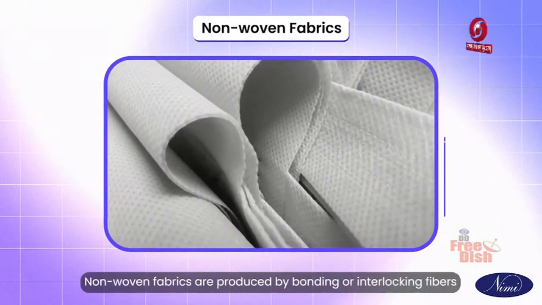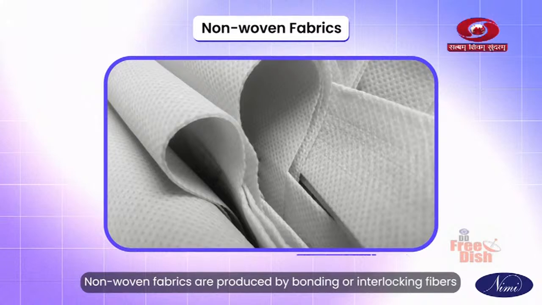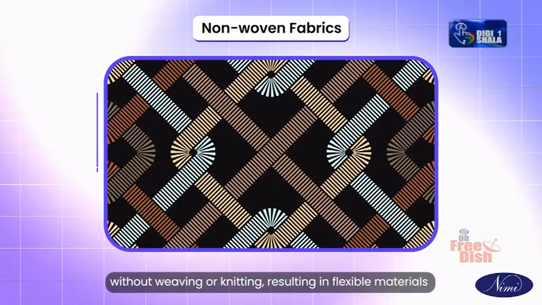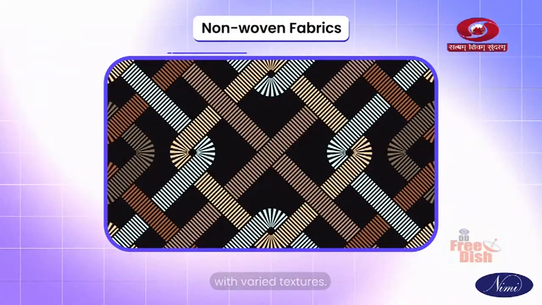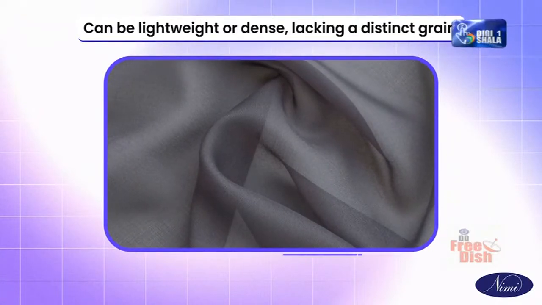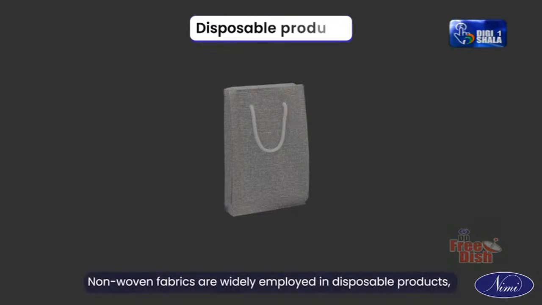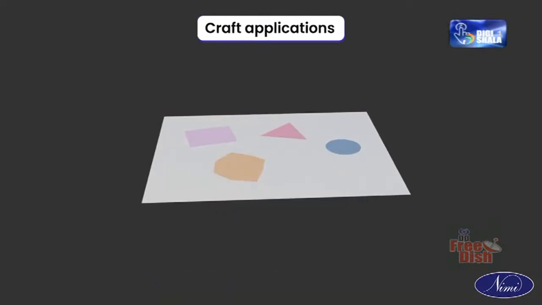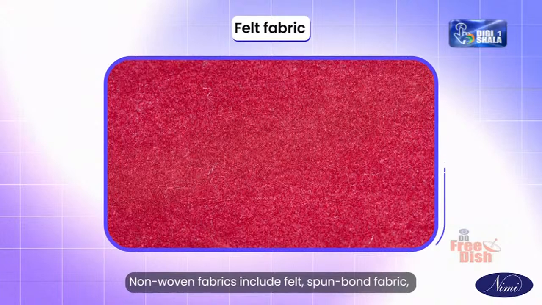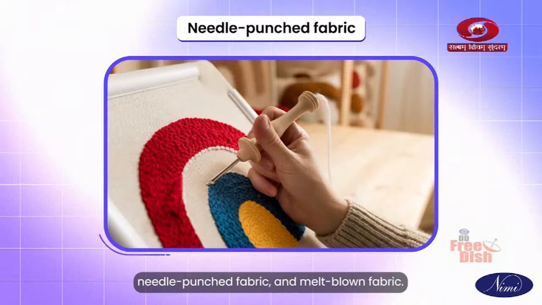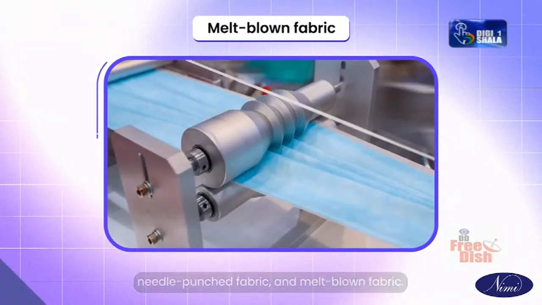Non-woven fabrics are produced by bonding or interlocking fibers without weaving or knitting, resulting in flexible materials with varied textures. They can be lightweight or dense, lacking a distinct grain. Non-woven fabrics are widely employed in disposable products, medical textiles, and craft applications. Non-woven fabrics include felt, spun-bond fabric, needle-punched fabric, and melt-blown fabric.